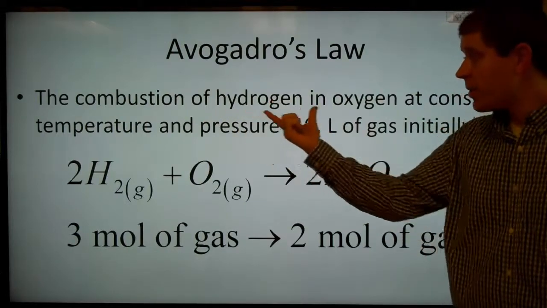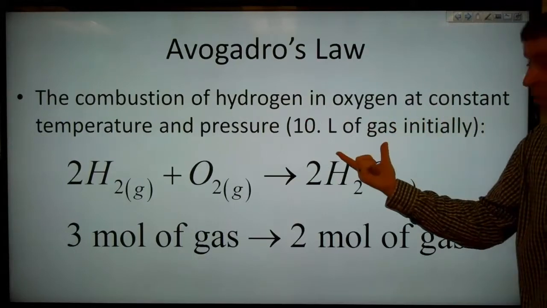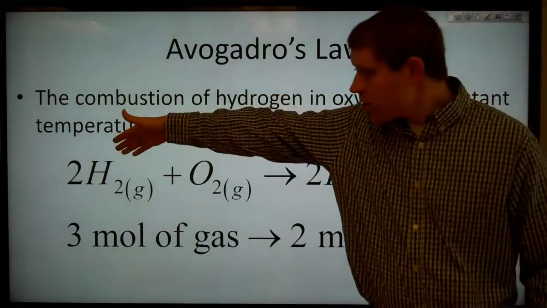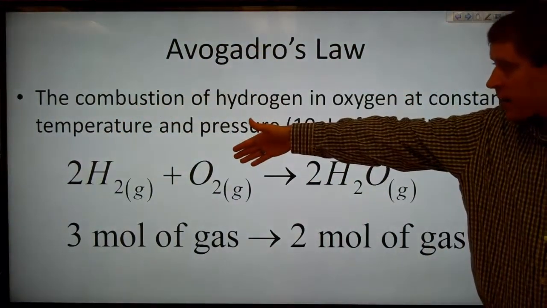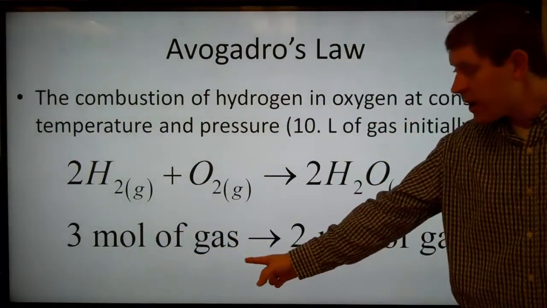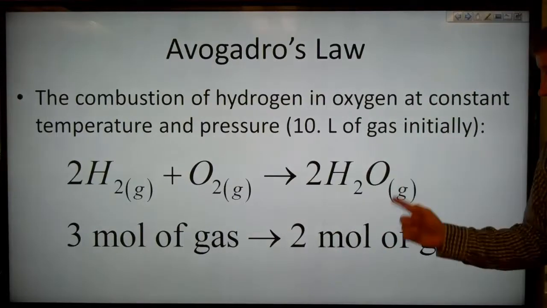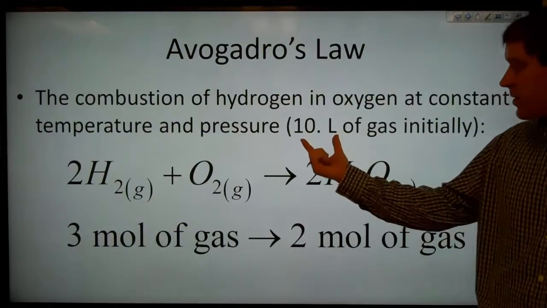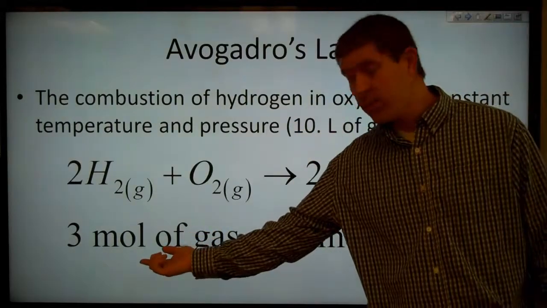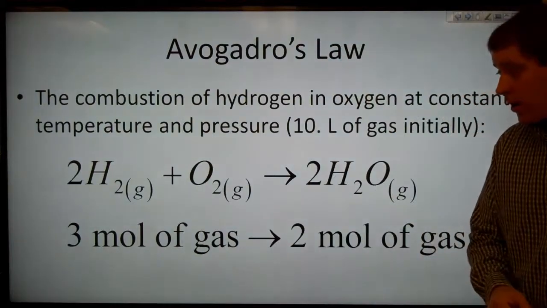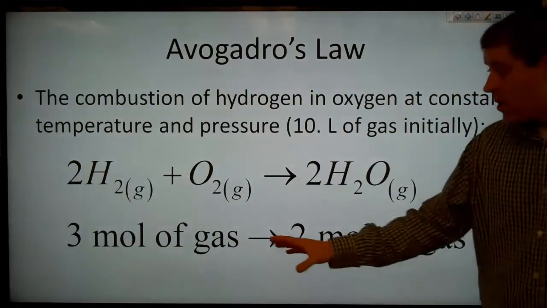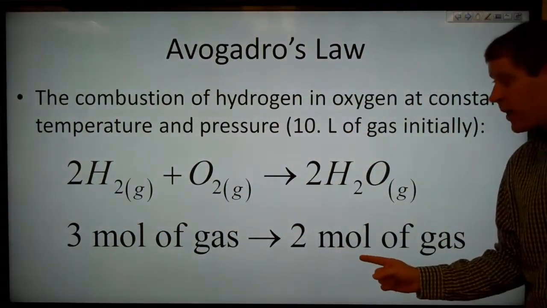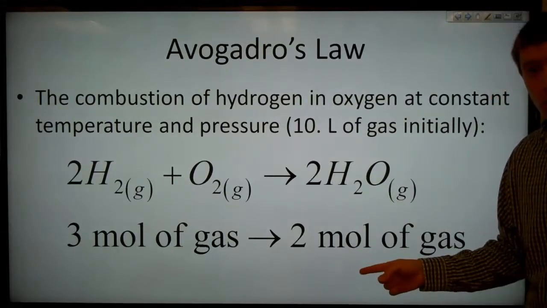So if we have some chemical reaction that occurs that changes the number of moles, let's say, so we have the combustion of hydrogen in oxygen at constant temperature and pressure. So let's start out with 10 liters of gas initially. So we start out with 2 moles of hydrogen gas plus 1 mole of oxygen gas. So we're starting out with 3 moles of gas. We're reacting that to give us 2 moles of water, so 2 moles of gas. Note that in 10 liters of gas, we may have more or fewer than 3 moles of gas. But for every 3 moles of gas that we start out with, we're going to end up with 2 moles of gas. So we know that we're going to decrease our number of moles.